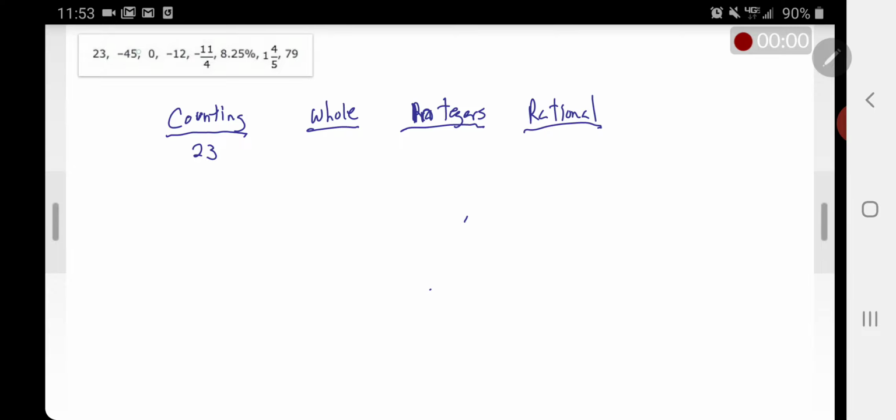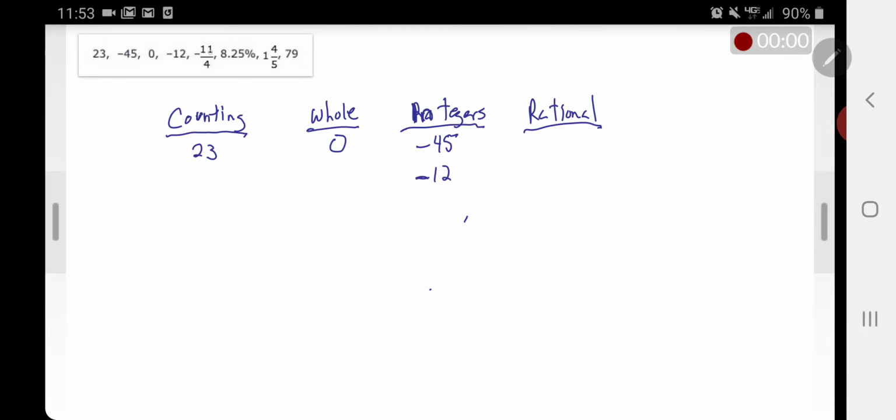Okay, any other number. Look at negative 45. Well, negative 45 is just an integer. He is not a counting number nor a whole number. The number 0 is a whole number, and of course, he belongs to all the other sets after that. Negative 12 is just an integer.